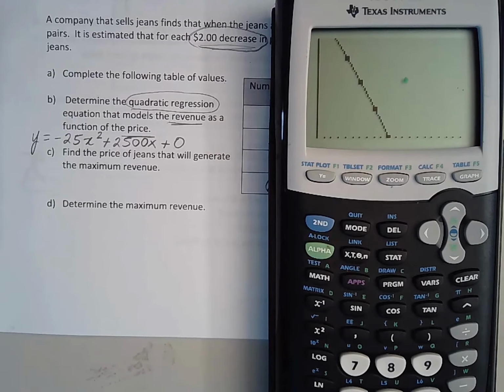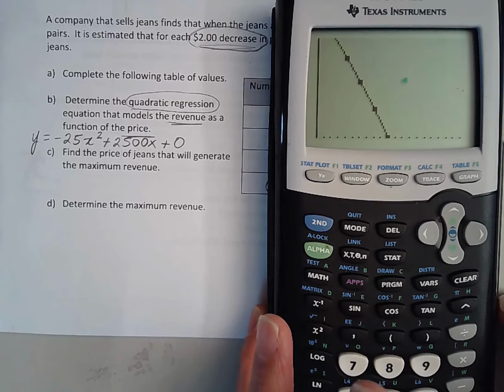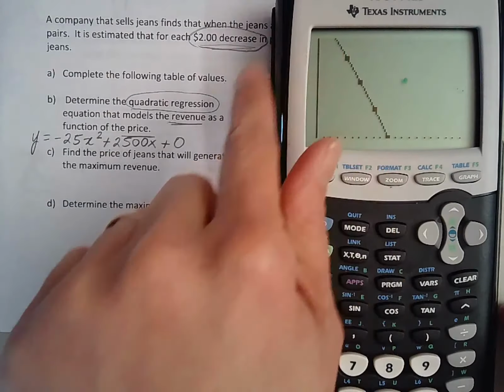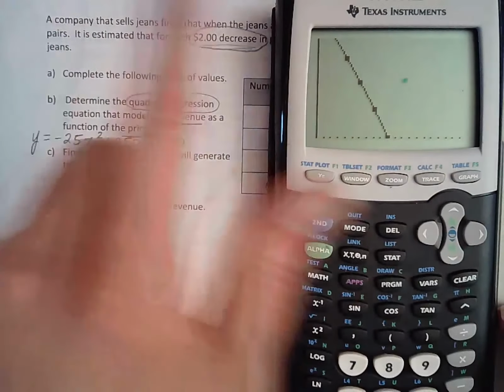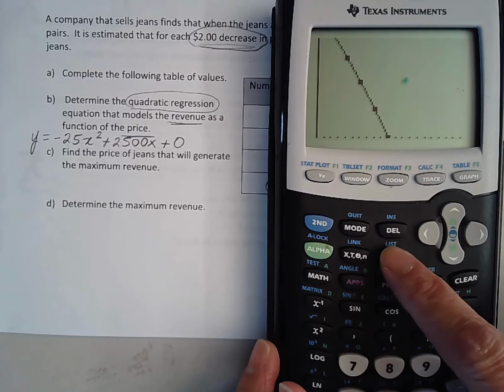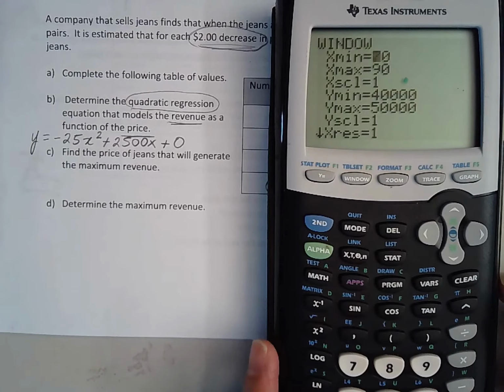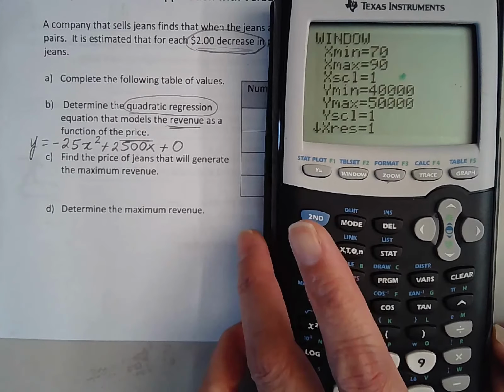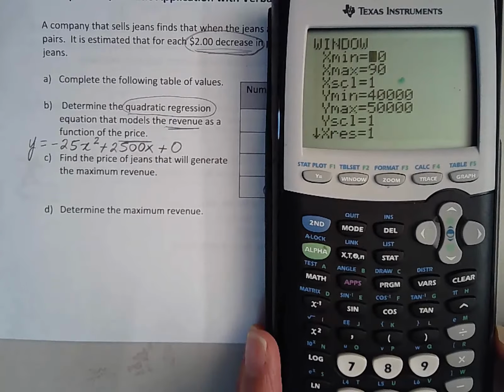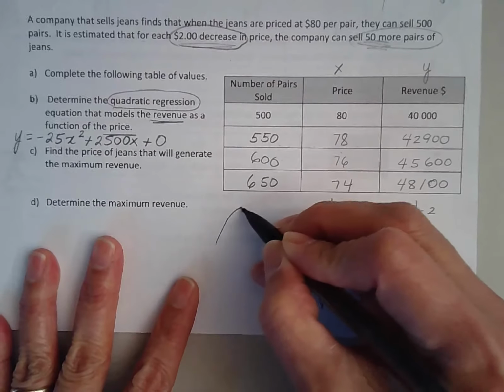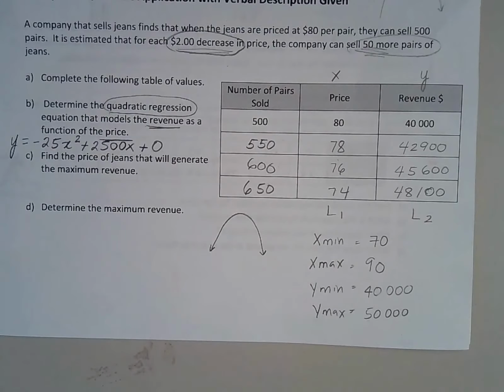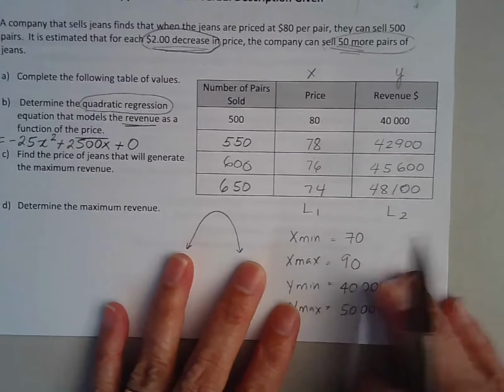Do we see the maximum here yet? No, we can't see the maximum yet, right? We can't really see the whole parabola. So what we need to do is change the window so that we can see the whole parabola. What can we do so we can see the whole parabola? Yeah, we're gonna change the Y max.